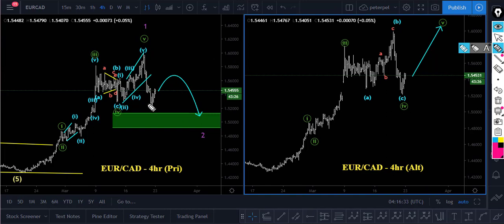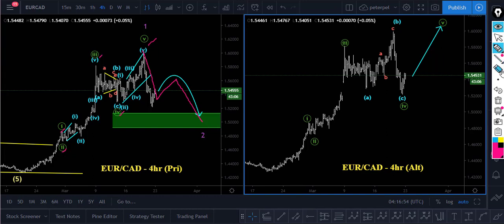On our primary count, we've completed an impulsive purple wave 1, with sub waves of green wave 1, 2, 3, 4, 5. And the market is pulling back to complete an A, B, C of purple wave 2.